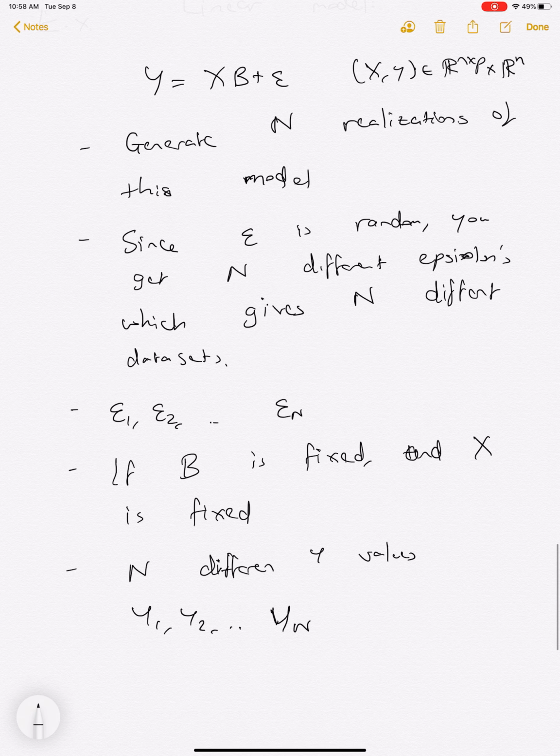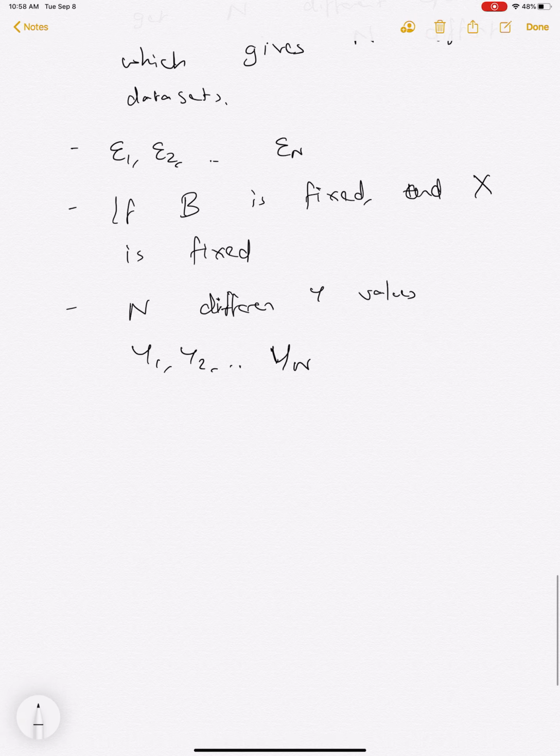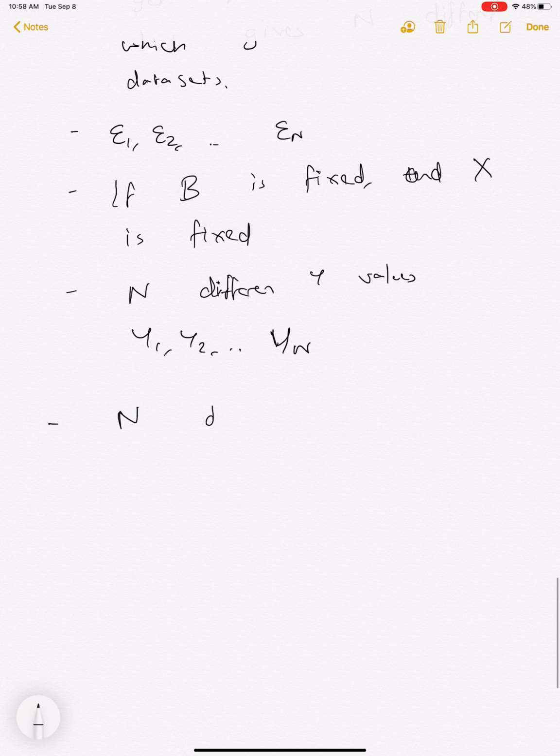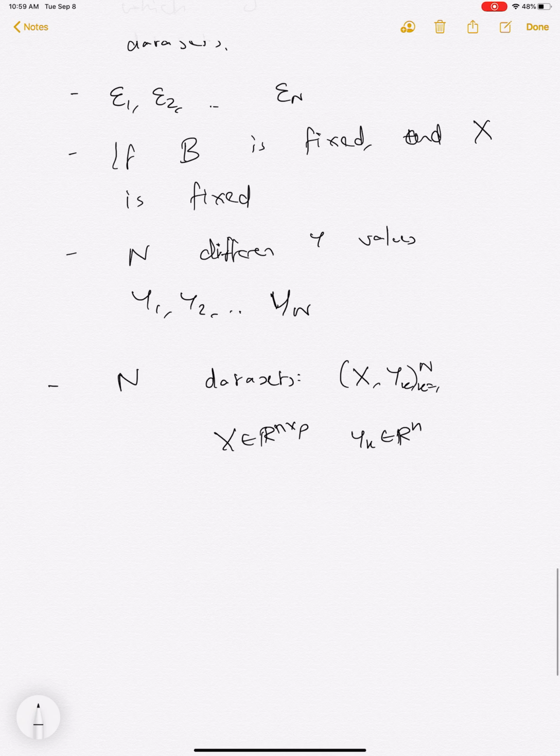And note that this is not little n, which is the sample size. This is big N, which is the number of realizations. Okay, so you now have N data sets, X, Y_k, with subscript k, k equals 1 to N, where X is in R to the n by p, little n by p, and y_k is in R to the little n, okay? And so these are N different data sets.